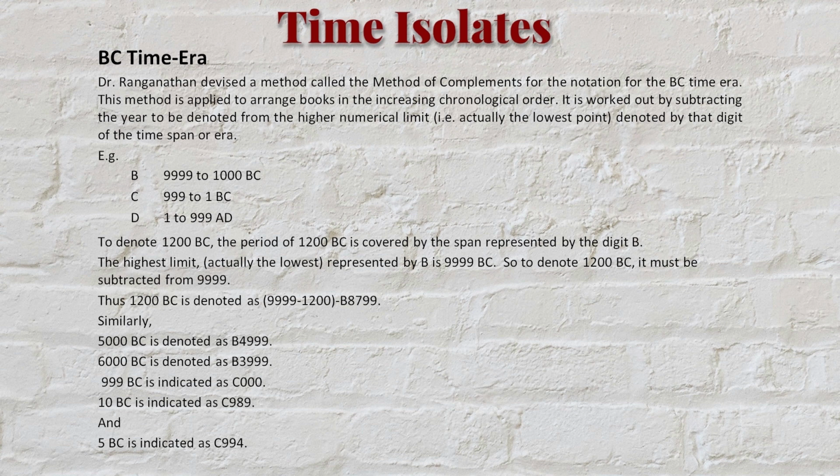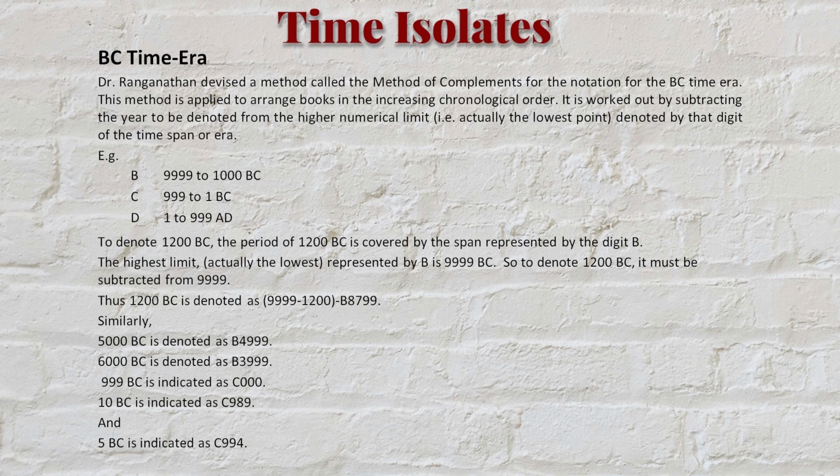9999. Thus, 1200 BC is denoted as B8799. Similarly, 5000 BC is denoted as B4999, or 6000 BC is denoted as B3999. Here we show more other examples.